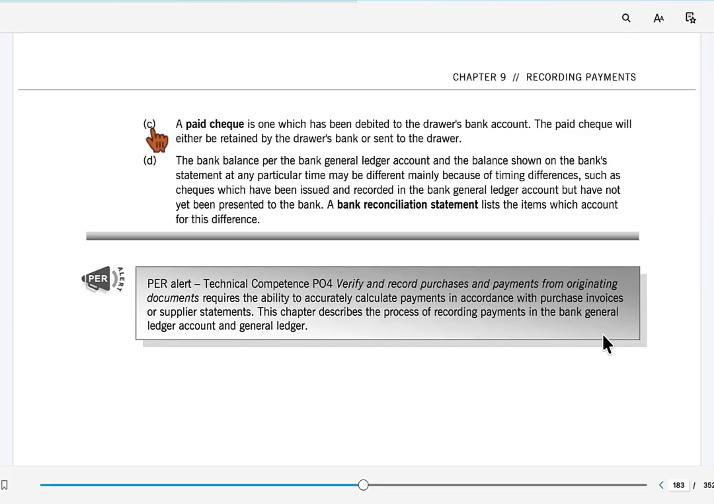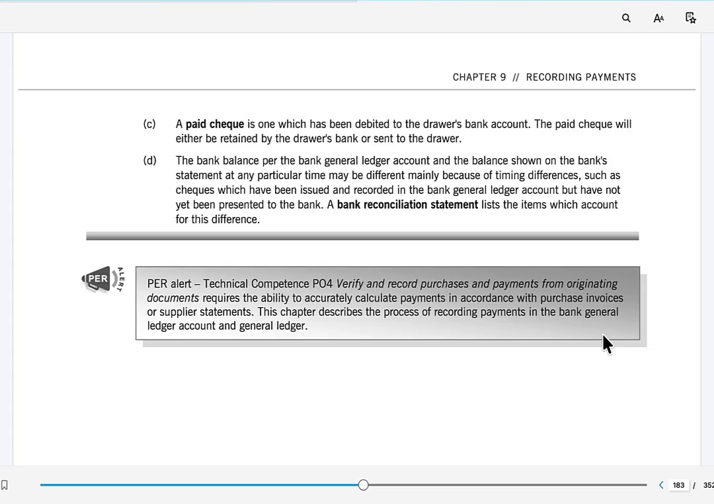Next, the meaning of a paid check. A paid check is a check that has been presented to the bank and then the bank has paid it. So the money has now left the drawer's bank account. The word drawer means the business that wrote the check. So when we say paid check, it means the check has gone through the banking system successfully. The supplier has received the money and the business bank account has been debited.